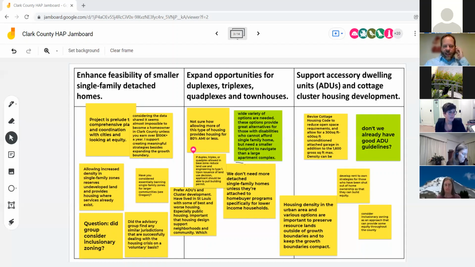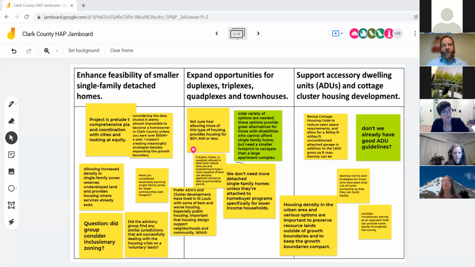Thanks, Michael. I appreciate that. One of the things I said during our key findings was that the last chart I showed did show that we do need a number of homes for that 120% AMI plus. And we know that the market is most likely going to take care of those folks. So definitely our focus is on more middle income and lower income households. I'll get to Justin in just a second. I wanted to comment on a note that says, not sure how allowing more of this type of housing provides housing for 80% AMI or less.